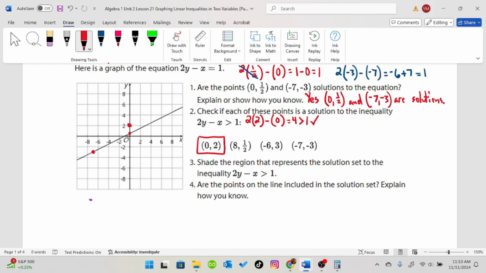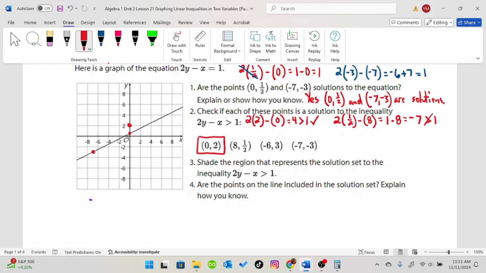Now let's check the next one. 2 times y, which is 1/2, minus x, which is 8. 2 times 1/2 is 1. And 1 minus 8 is negative 7. Negative 7 is not greater than 1, so (8, 1/2) is not a solution.